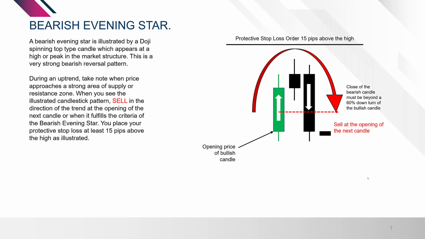During an uptrend, take note when price approaches a strong area of supply or resistance zone. When you see the illustrated candlestick pattern, sell in the direction of the trend at the opening of the next candle or when it fulfills the criteria of a bearish evening star. You place your protective stop loss at least 15 pips above the high as illustrated. One thing to take note of: the close of the bearish candle, the second bearish candle in the pattern, must be beyond 60% down of the last bullish candle.